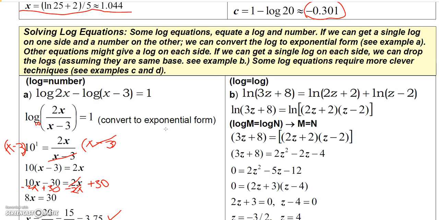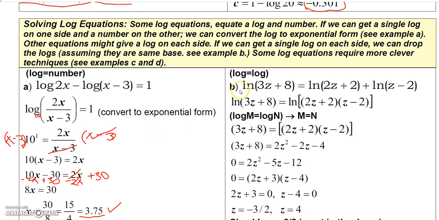Okay, now the other type of log problem would be where you have a log equal to a log. Now again, on this side I don't have a log equal to a log. I've got a log equal to the sum of two logs. But you know that you can write the sum of two logs as a single log using your log properties. So we'll take this log and write it using the log property. Remember, if you have the log of m plus the log of n, you can write it as the log of m times n.